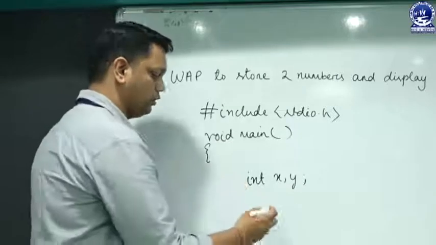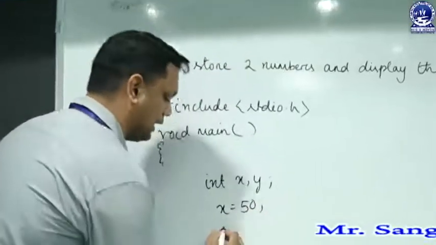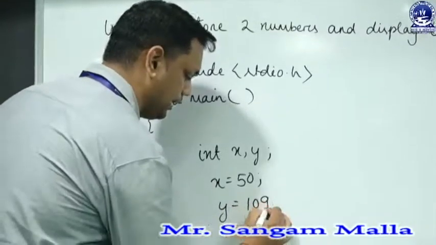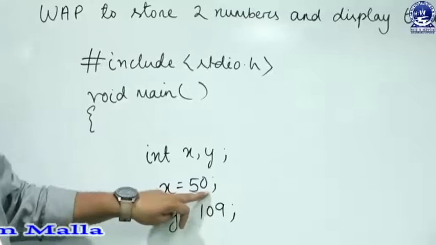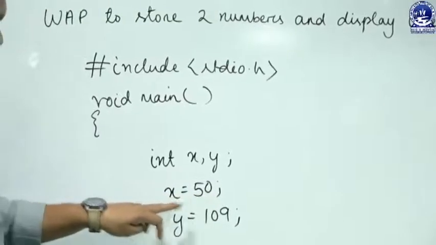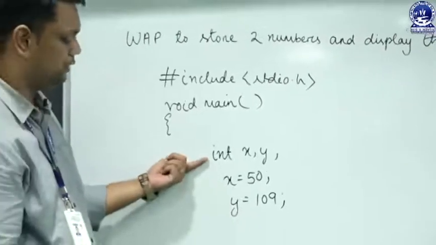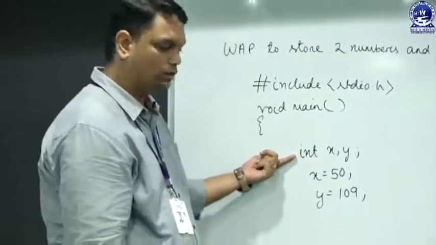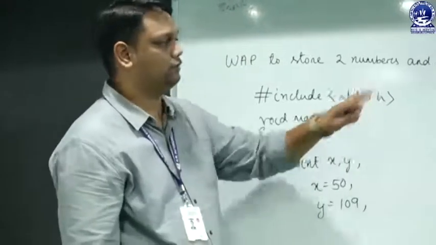Now I have to store the values. Suppose I will store 50 in x and I will store 109 in y. That means I have stored two integer numbers, 50 in x and 109 in y. Before storing them I must declare the variables, so that we can use them in the program. Next, I have to display the values.